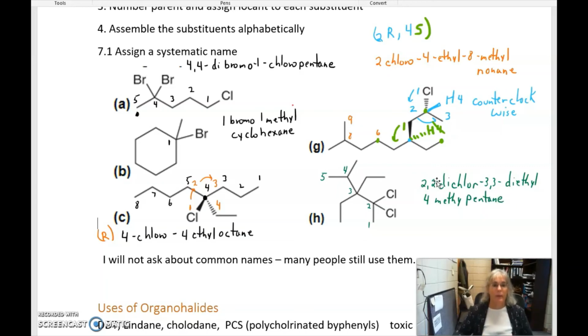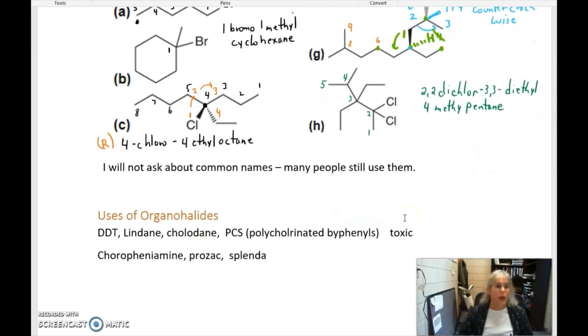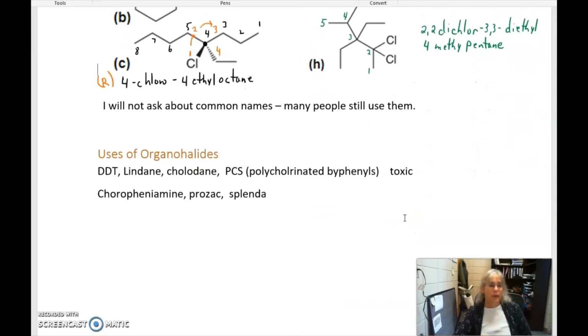Now, I don't ask about common names, but people still use them. These compounds are found in DDT. Lindane is an insecticide as well, as is chlordane. Chlordane is the one they used to put around people's houses to keep the termites away. And the polychlorinated biphenyls are all examples of the organohalides. So those are all bad. These are all the toxic things, but there are also some good things. There's chloramphenicol, which is for allergies. It's a decongestant. Prozac and Splenda.